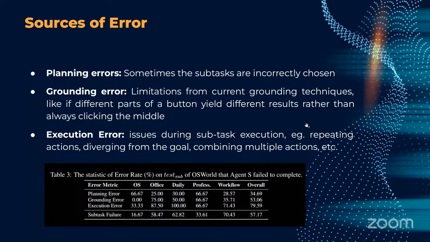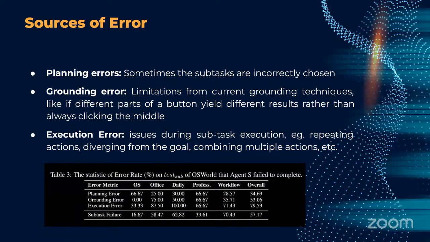So there are a few sources for error. They split possible errors into three categories. Planning errors are purely when the manager just makes bad decisions on what the subtask should be. Grounding errors can be limitations from current grounding techniques. One of the examples they talk about is buttons that aren't just a uniform click anywhere on this rectangle, since the current method of grounding is it sees an interactable element and clicks in the middle of it.